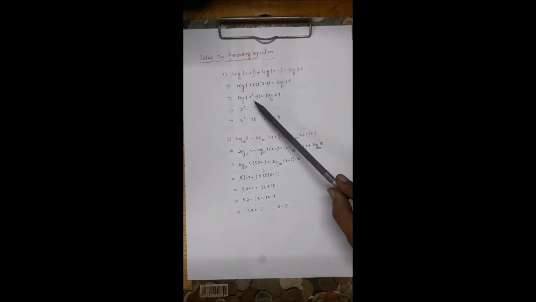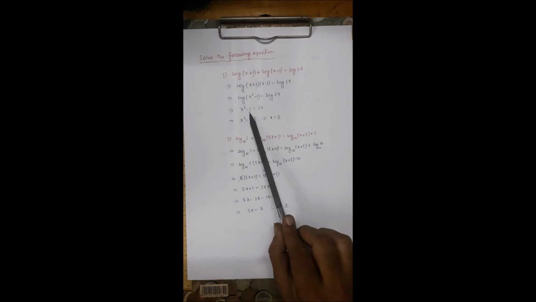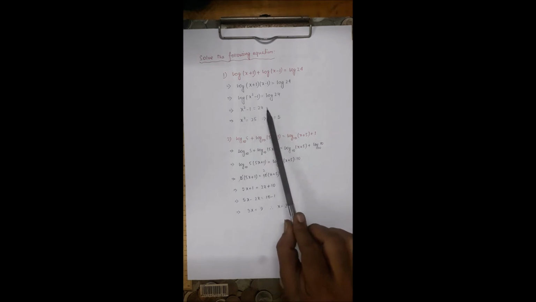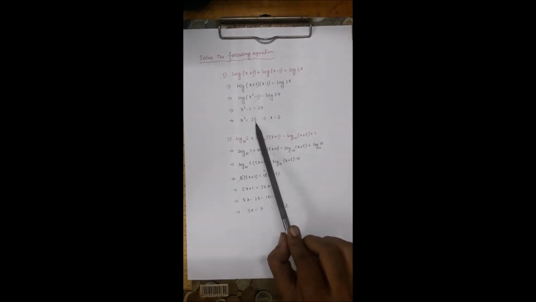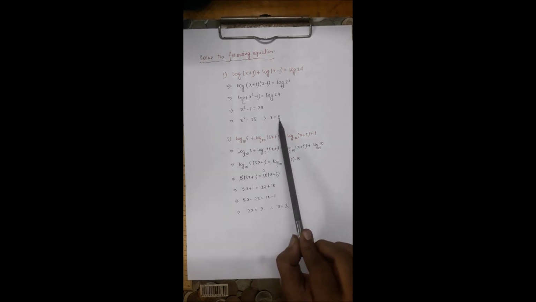Comparing both sides, you will get x square minus 1 equals 24. Now if you bring this minus 1 to this side, you will get plus 1. 24 plus 1 equals 25. That means x square equals 25. It implies x equals 5. We are not taking minus 5 as log does not exist for a negative number.